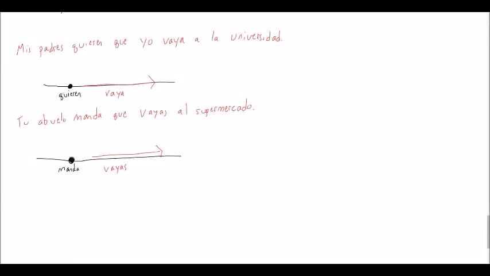If we scroll down some more, we have this one. Mis padres quieren que yo vaya a la universidad. My parents want me to go to college. Their wanting is happening now, but what they want is something that could or could not happen in the future. And this last example, tu abuelo manda que vayas al supermercado. Your grandfather demands or commands that you go to the supermarket. His commanding is happening now, but it's referencing something that hasn't happened yet and may or may not happen.